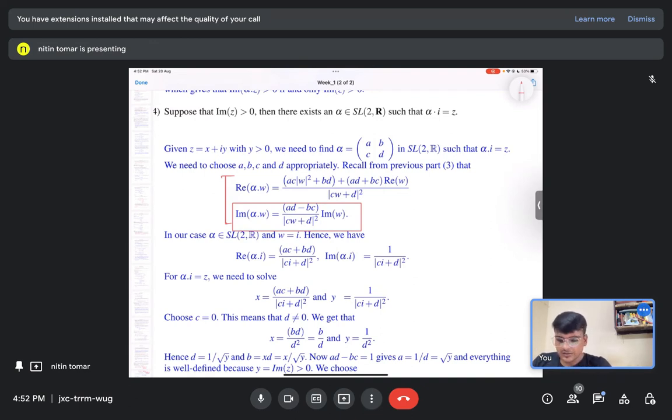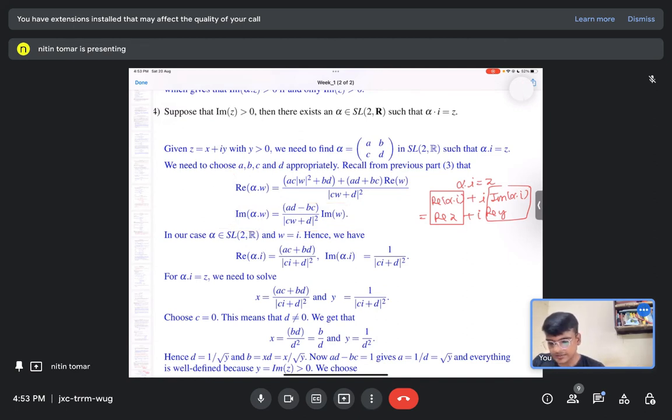Okay, so the best thing I can do is use that alpha dot I equals Z, it is given. Now what does this mean? That the real part of alpha dot I plus iota times the imaginary part of alpha dot I is equal to the real part of Z plus iota times the imaginary part of Z. So I have these two things equal and these two things equal, right? So why not start with this piece of information? And this is precisely what we are doing.